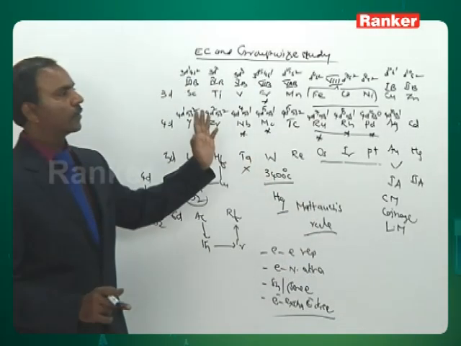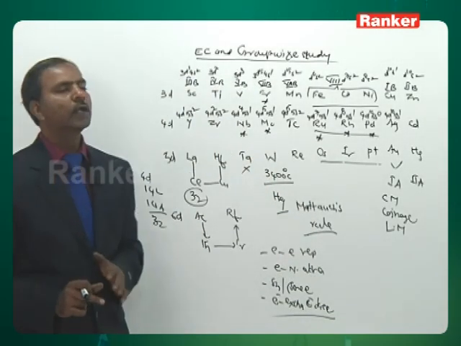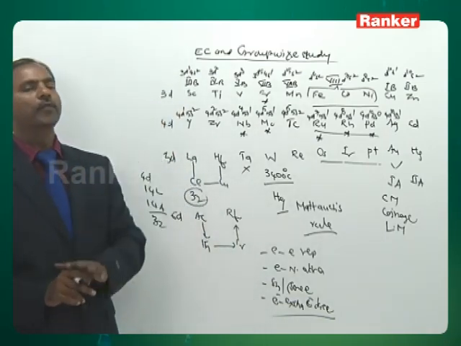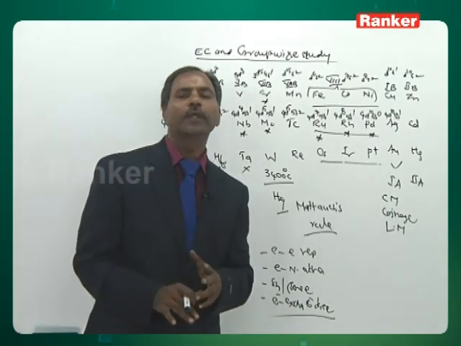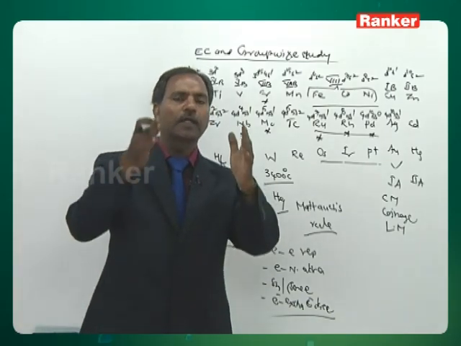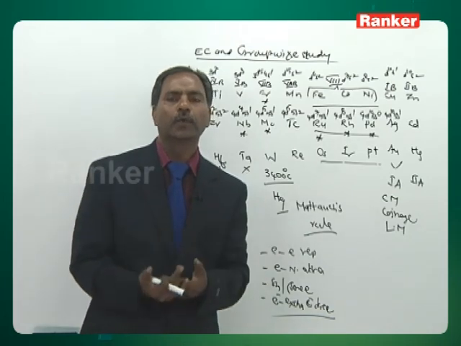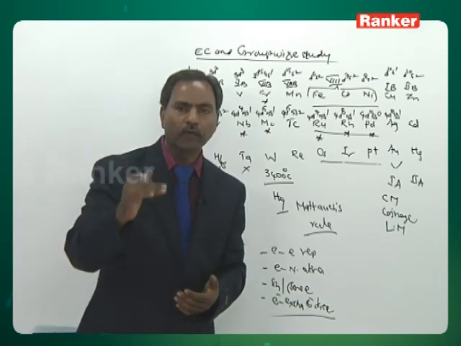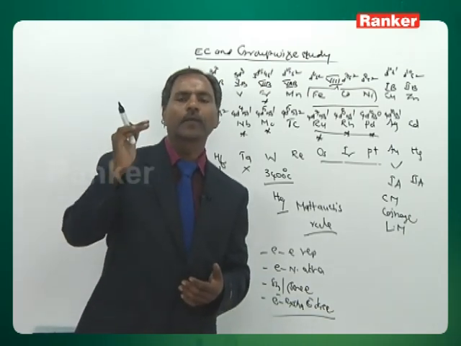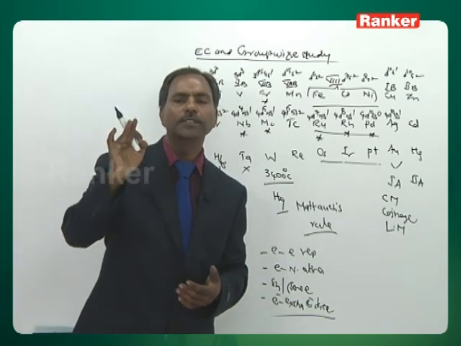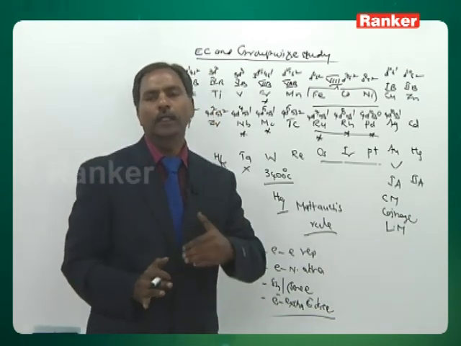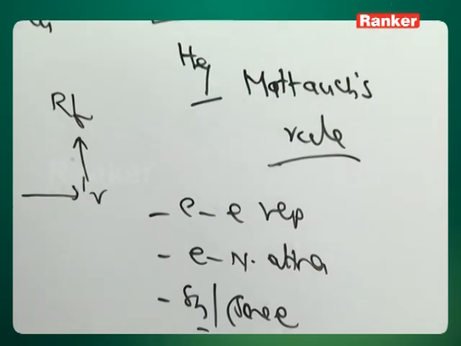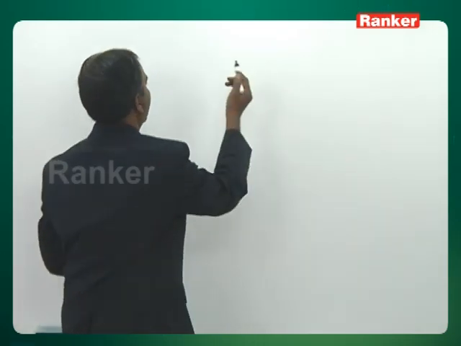This is about electronic configurations and the group wise study of d block elements. Next, I will give some questions. What questions are generally appearing in the examination? They are giving different types of ions. They will put a question to you, what number of unpaired electrons are there in the following ions? I will show how to identify the number of unpaired electrons in a given ion in an easy way.